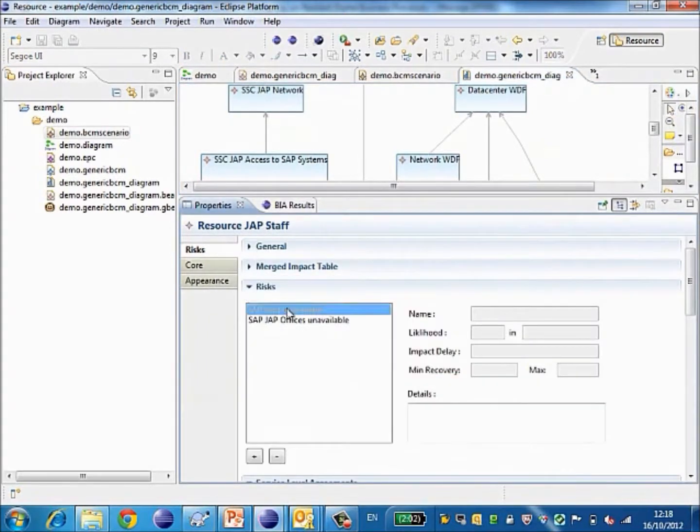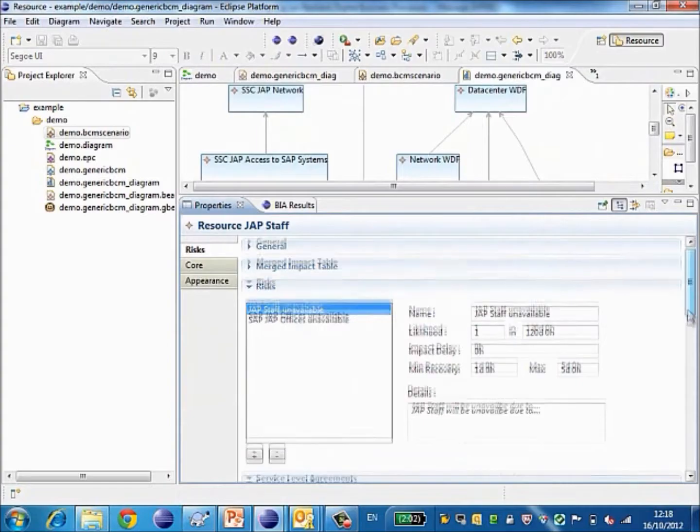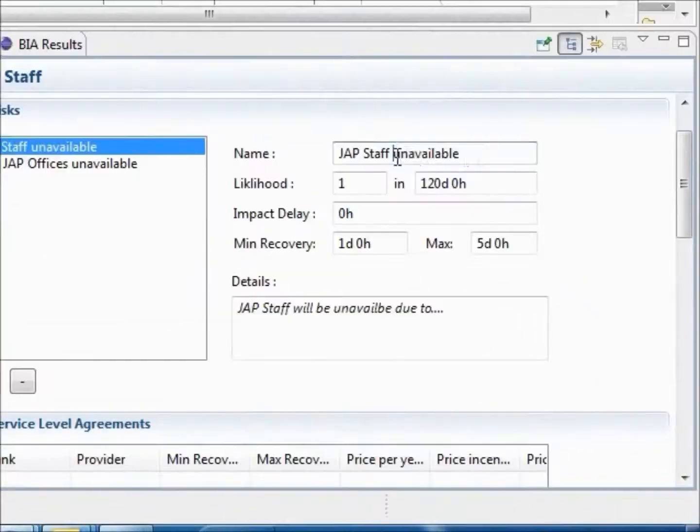And then another risk you could add is Japan staff vacation. This is basically the idea that they are going on vacation. Every employee goes on vacation, and then you can also add how often it happens. For example, in vacation we go once in 280 days.